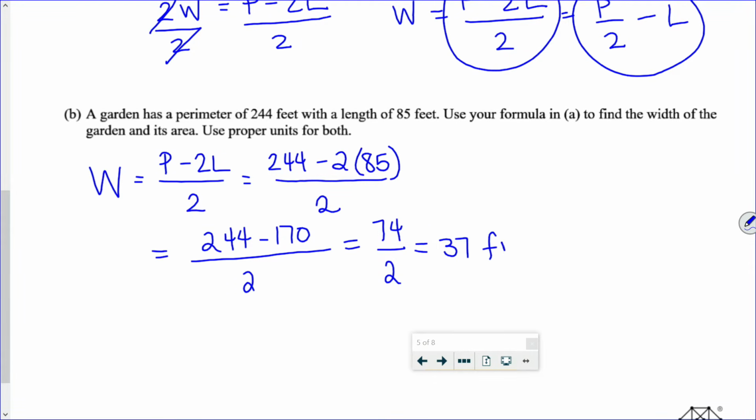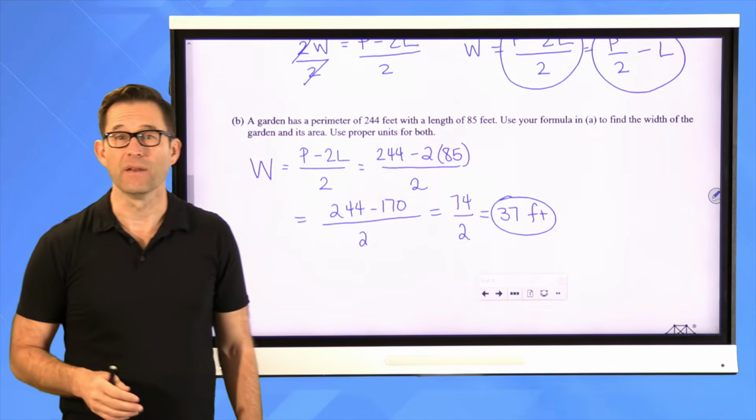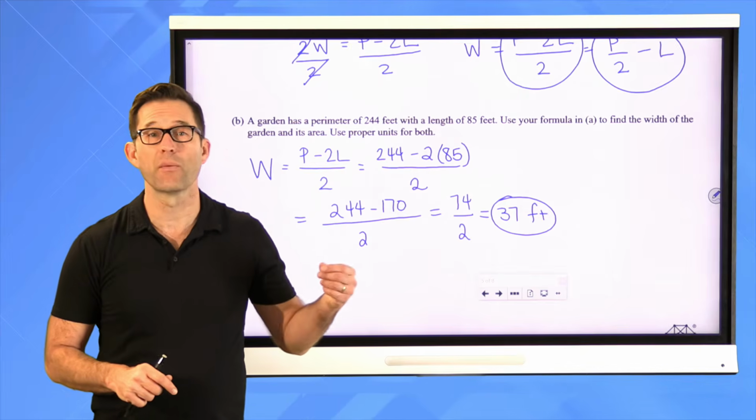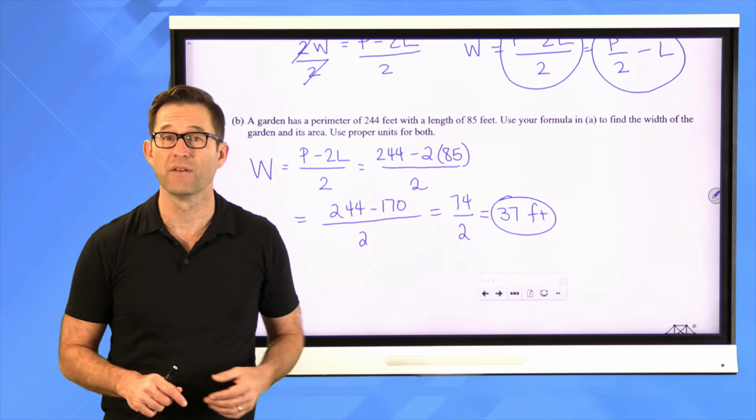And of course, that's 37 feet, because both the perimeter and the length are in feet, so the width must be in feet as well.